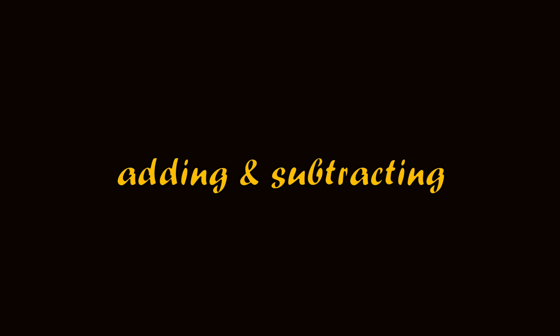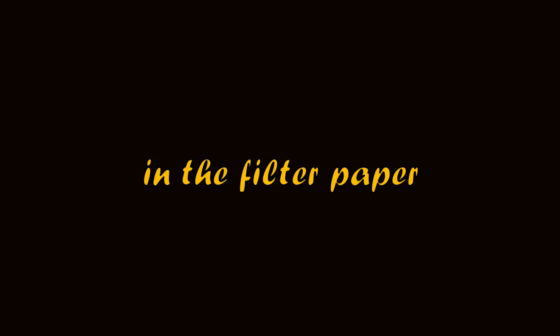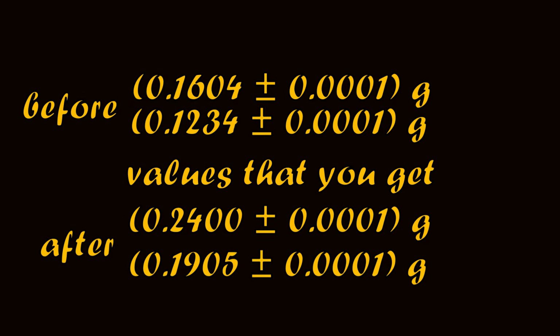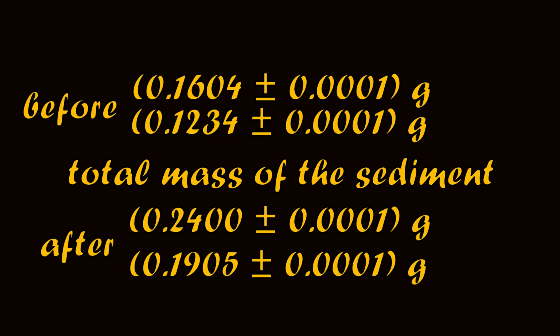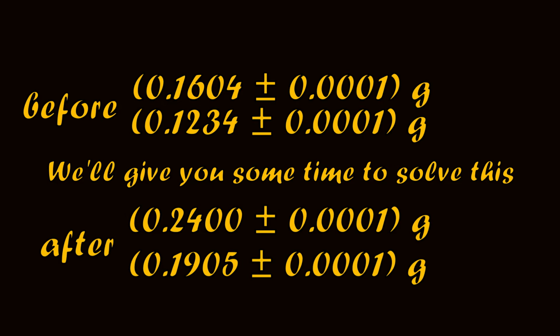So moving on, we have adding and subtracting. In adding and subtracting, we just add the absolute uncertainty of each one. For example, you measure the weight of 2 filter papers before and after an experiment. The mass of the sediment remains in the filter paper after the experiment. These are the values that you get, and you're told to calculate the total mass of the sediment in the filter papers. We'll give you some time to try and solve this.